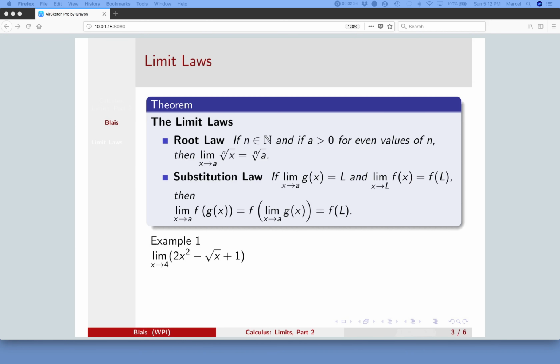We also have these two laws. Technically, there's some redundancy here, but we call one of them the root law because we use it quite extensively. If you're taking the nth root of x, if that's your function, the limit as x goes to a of the nth root of x will be the nth root of a. The way you can think of this is that this is achieved by bringing the limit inside the nth root. And the limit as x goes to a of x is, of course, just a.